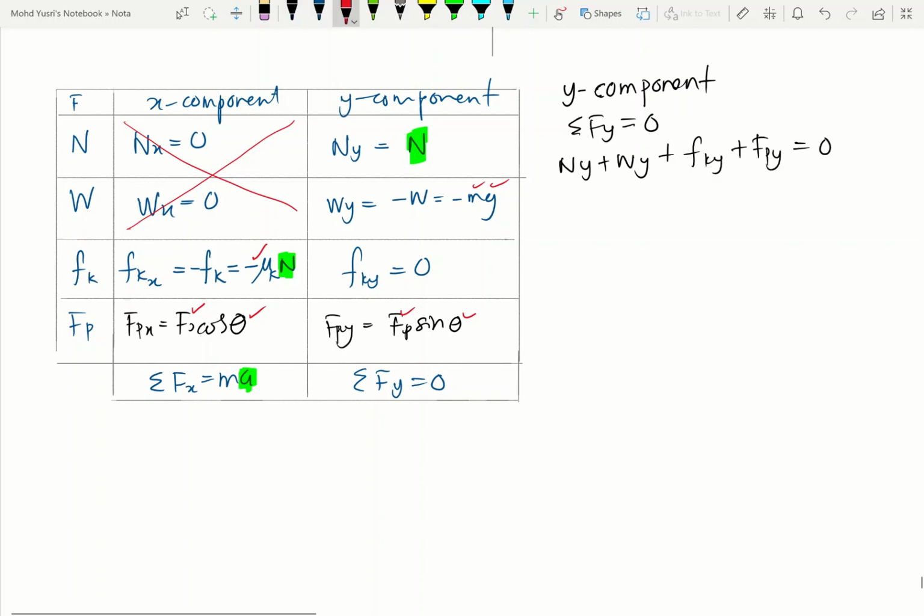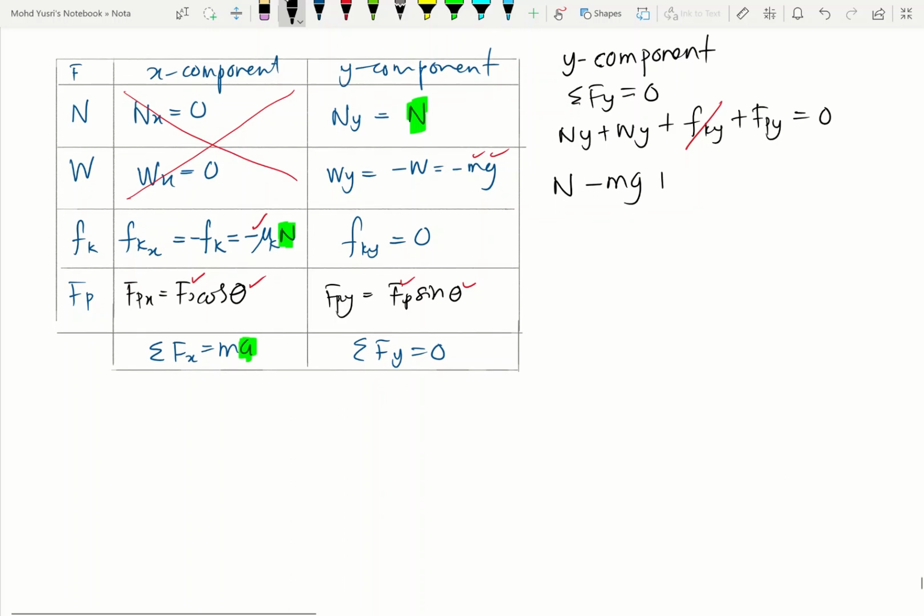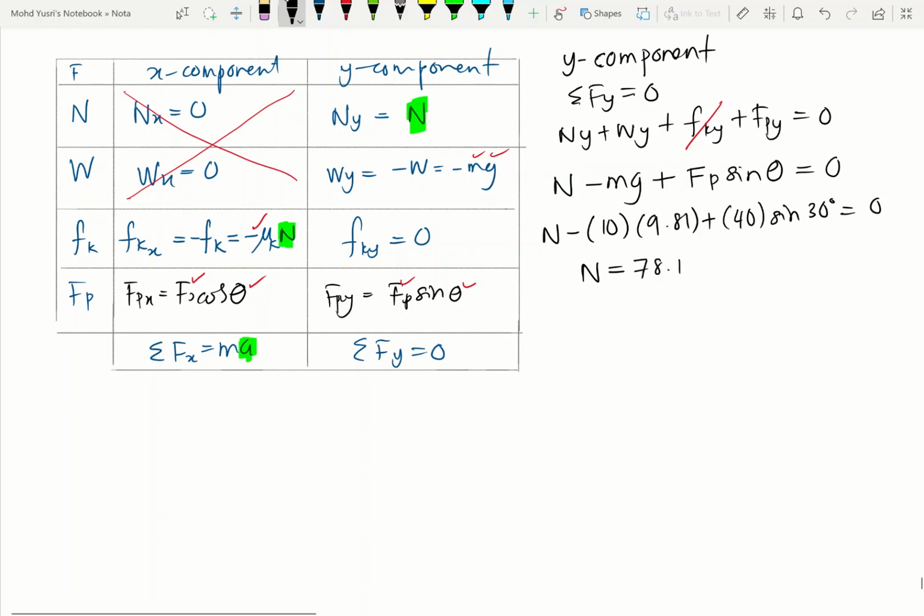Now remember that Fky is 0 pada x component, so we only left with N minus mg because negative, plus Fp sine theta is equals to 0. Now we substitute all the value. N minus 10 times 9.81 plus 40 sine 30 degree is equals to 0. And we have value of N, which is equal to 78.1 Newton. So kita ada value N.